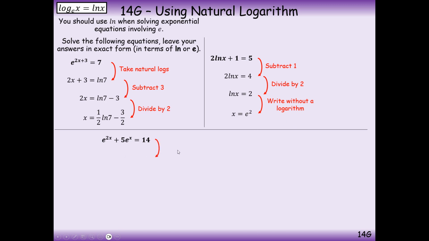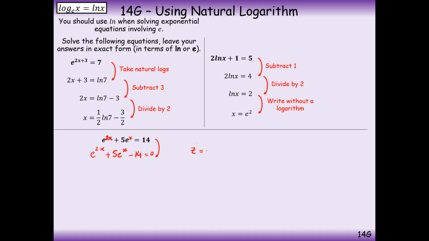Now here, this is a trick question. Note that the power of e here is twice as much as the power of e there. The ratio is 2 times bigger. So we can read this as a quadratic equation. Subtract 14 first of all. We leave these first two terms on the left as they are, and we write minus 14 equal to 0. Then you can substitute a different letter.